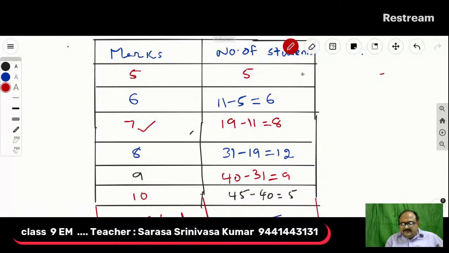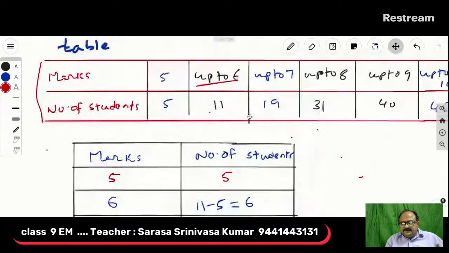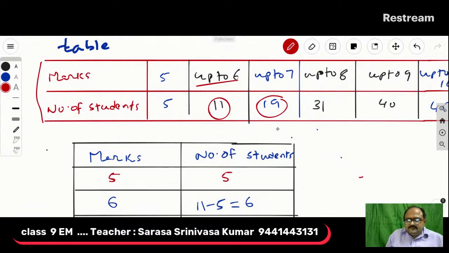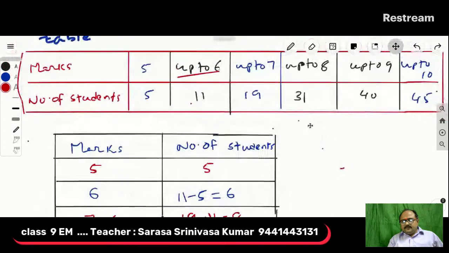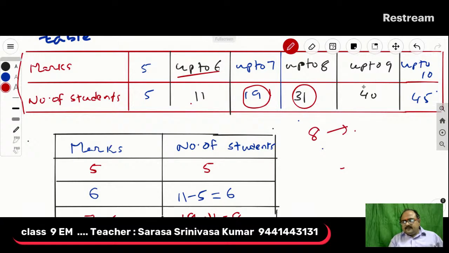Now to find the frequency for 7 marks, this is 19 minus 11. It is 8. Next, to find the frequency of 8 marks, we find the difference of these two. The difference gives the frequency of 8 marks. So 31 minus 19 equals 12.